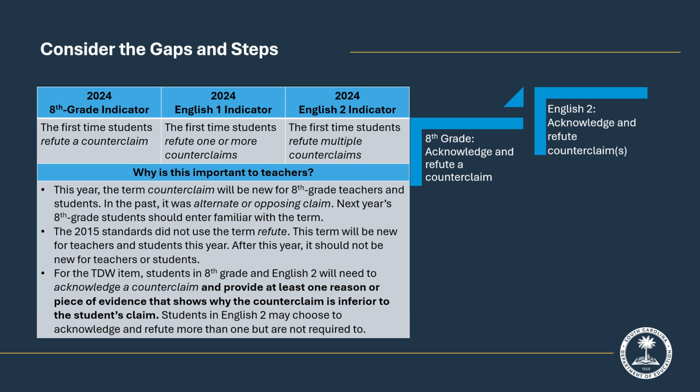For the TDW item, students in 8th grade and English 2 will need to acknowledge a counterclaim and provide at least one reason or piece of evidence that shows why the counterclaim is inferior to the student's claim. Students in English 2 may choose to acknowledge and refute more than one, but are not required to.